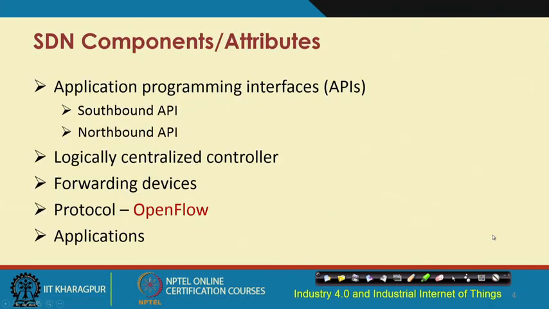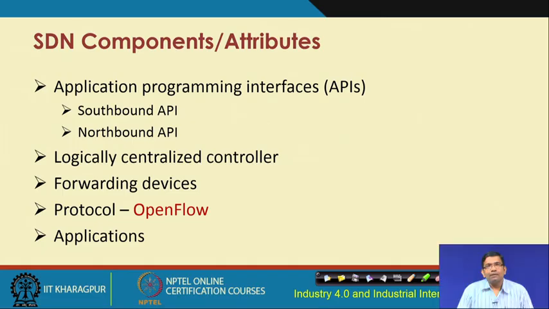So, there are different components of the SDN. Northbound and southbound APIs are the ones that I just mentioned. Likewise, there is this controller, which is a logically centralized entity which controls these different data layer devices. There are forwarding devices in the data layer, which take care of mere forwarding based on the rules that are configured in them.